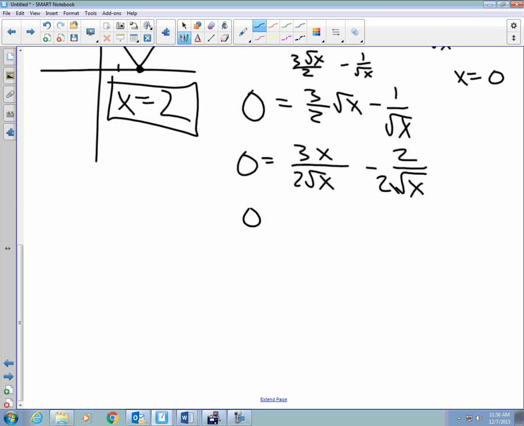Okay. So 0 equals 3x minus 2 over 2 roots of x. So you can see that again, x can't be 0 in the denominator. True or false? If the top is equal to 0, then the whole thing's equal to 0. True. Where's the top equal to 0? You set the top equal to 0, you get 2/3.